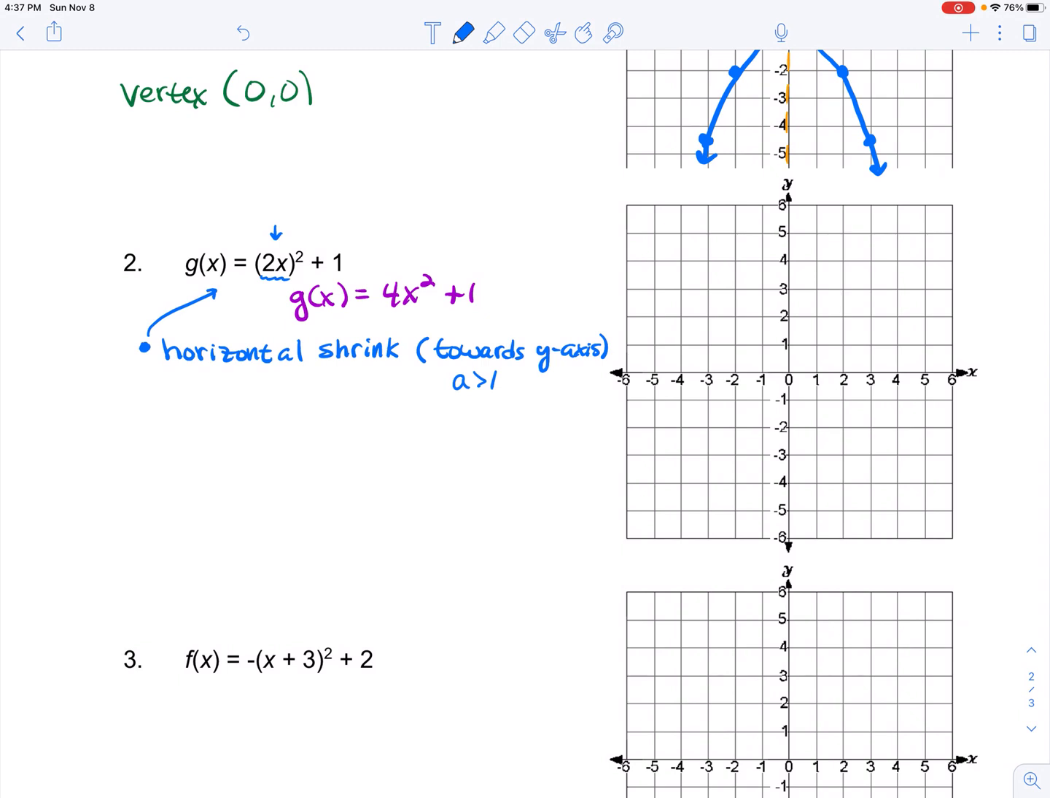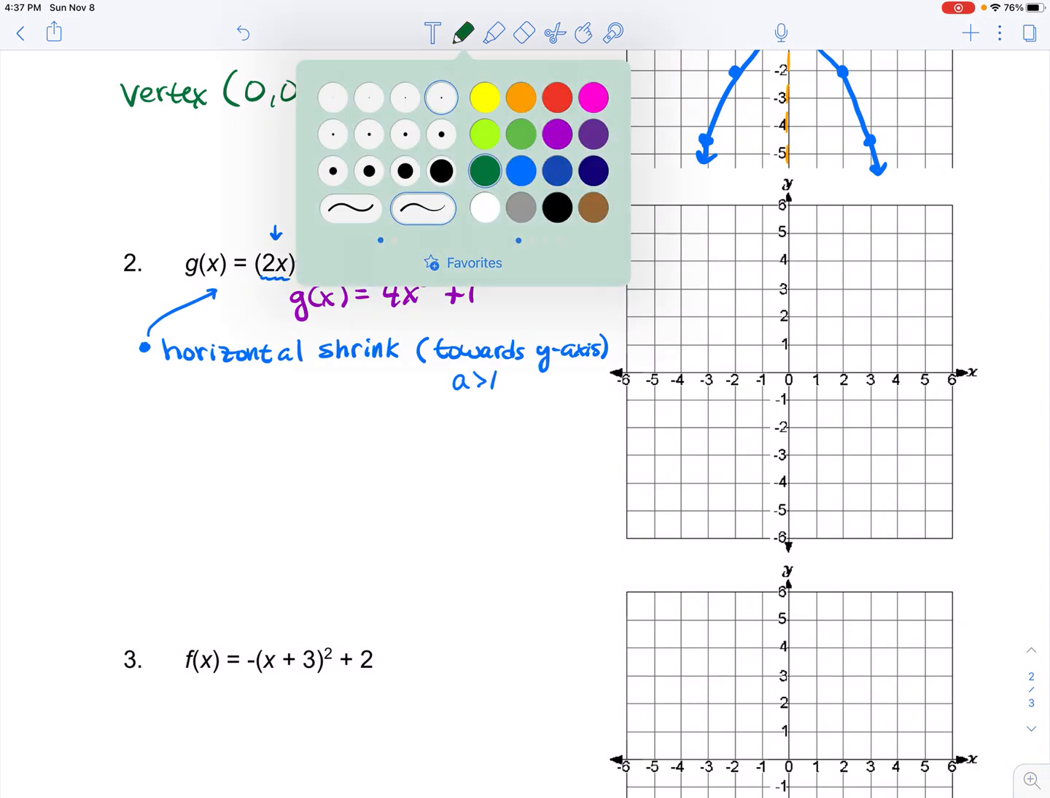Alternatively, once we multiply that out, we could also, looking at it here, say it's a vertical stretch. But that wasn't the original problem. So we look at the original, and that's where we would say horizontal instead of vertical.